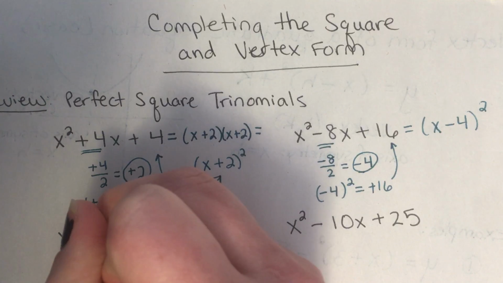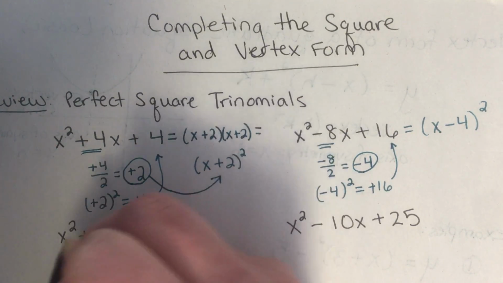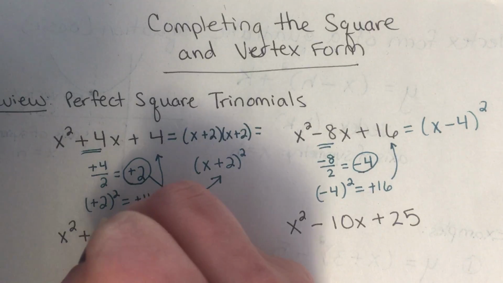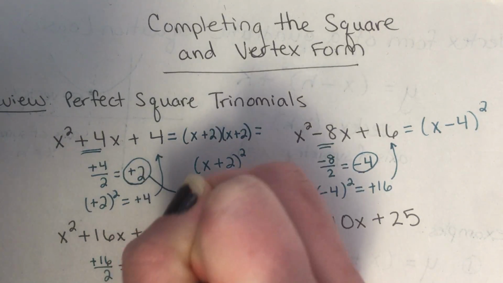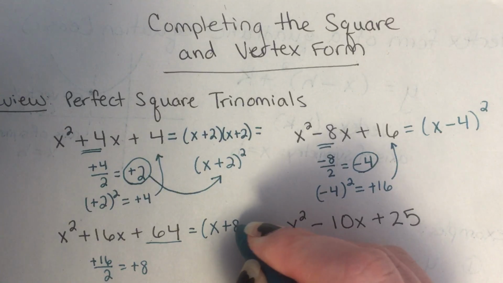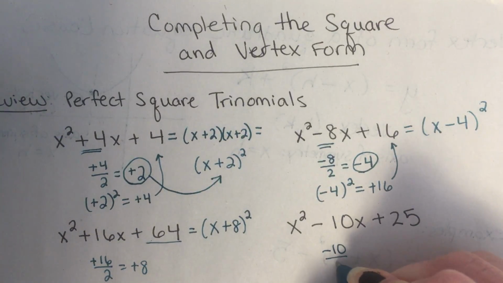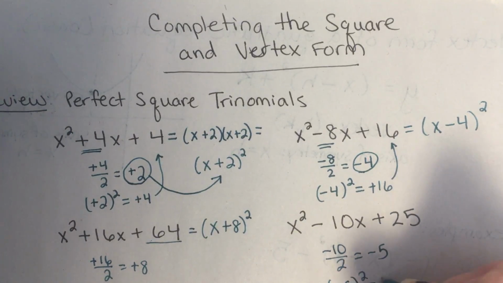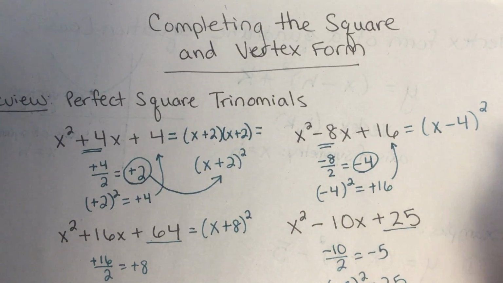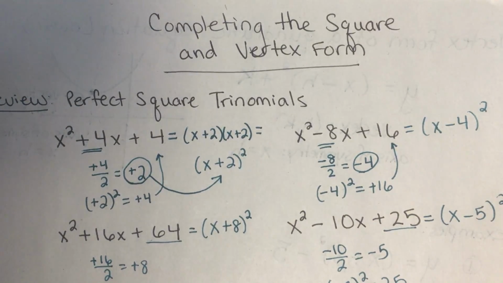So that happens for all of these, right? 16 divided by 2 is positive 8. If I square positive 8, you wind up getting 64, which is the number I have already. So I can, in fact, factor it this way. And finally, our last example, divide by 2 to get negative 5. Negative 5 squared is 25. That's the number that was added here. So I can factor to make it x minus 5 squared.